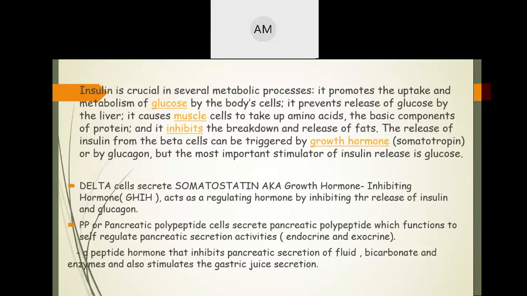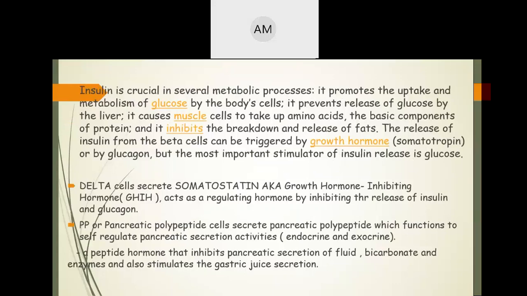It causes muscle cells to take up amino acids, which I was telling you, it's an anabolic hormone, and the basic components of the protein. And it inhibits the breakdown and release of fats. Our body's main source of energy is carbohydrates, which are broken down into glucose. So in case there is no presence of carbohydrates in the body, our body changes its mechanism and starts the breakdown of fats. But insulin inhibits the breakdown and release of the fats from the body.